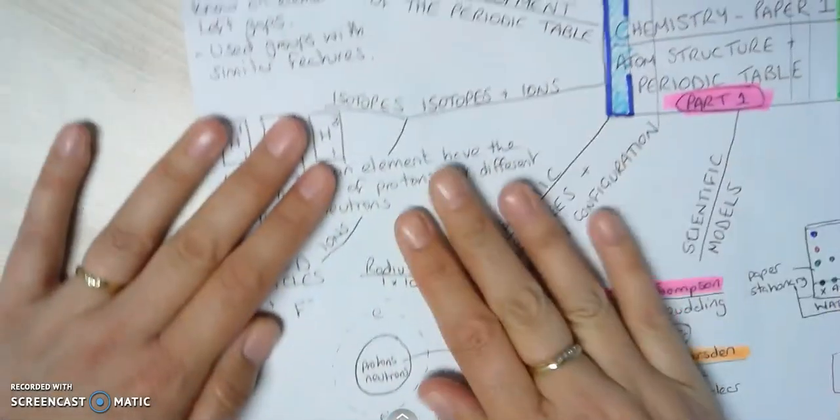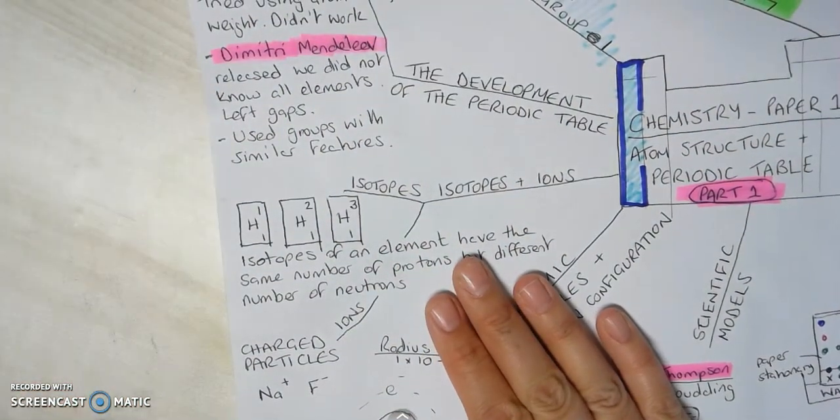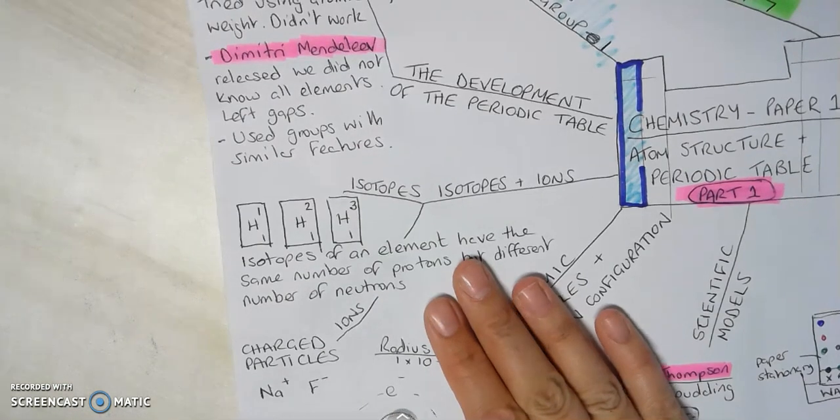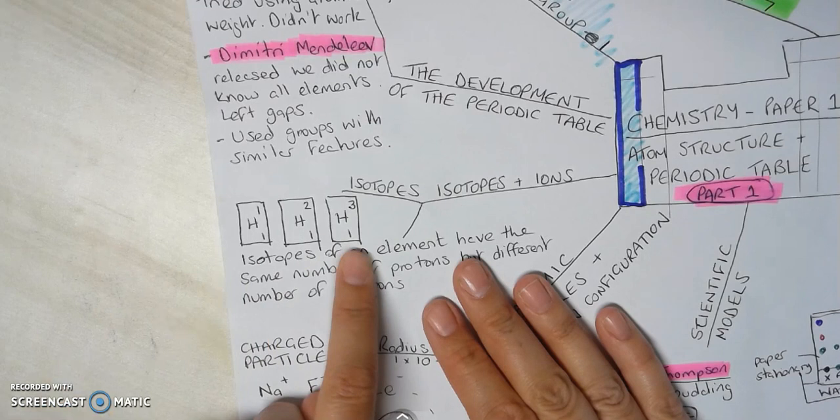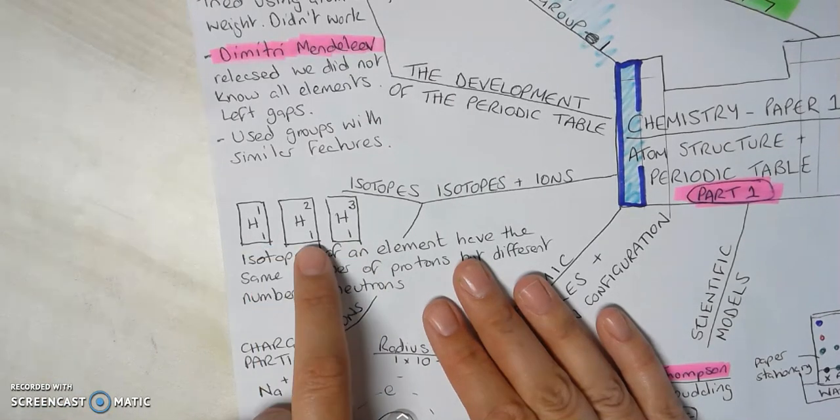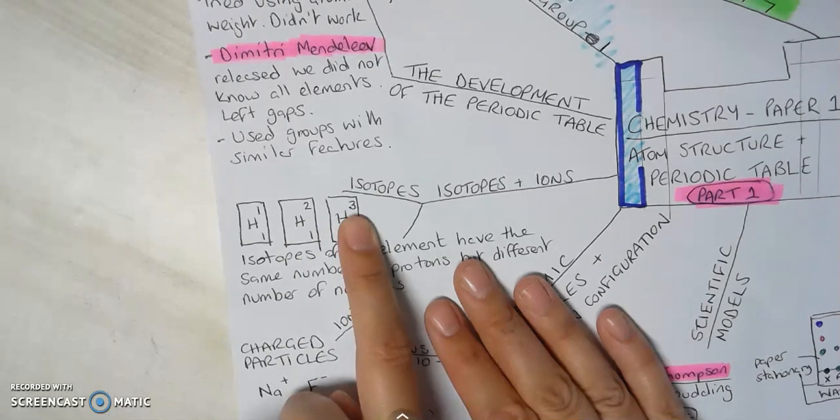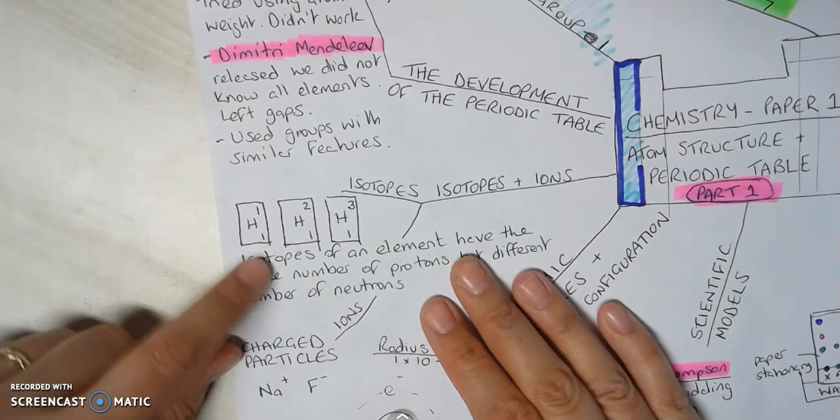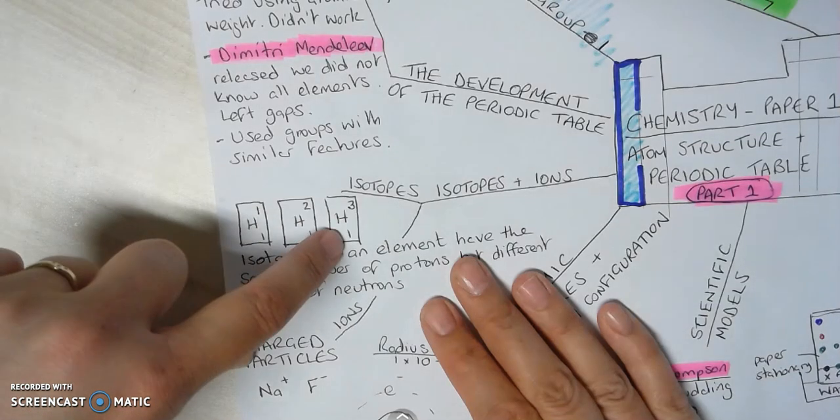Okay, isotopes. If they do ask you a question, they generally just ask, what does isotopes mean? So if you look, this is an isotope here of hydrogen. They've all got the same proton number. They've still got 1 proton. However, if you look, this one has got 1 mass, this is 2 mass, this is 3 mass. That means this has got 1 proton and no neutrons. This one's got 1 proton, 1 neutron, 1 proton, 2 neutrons.